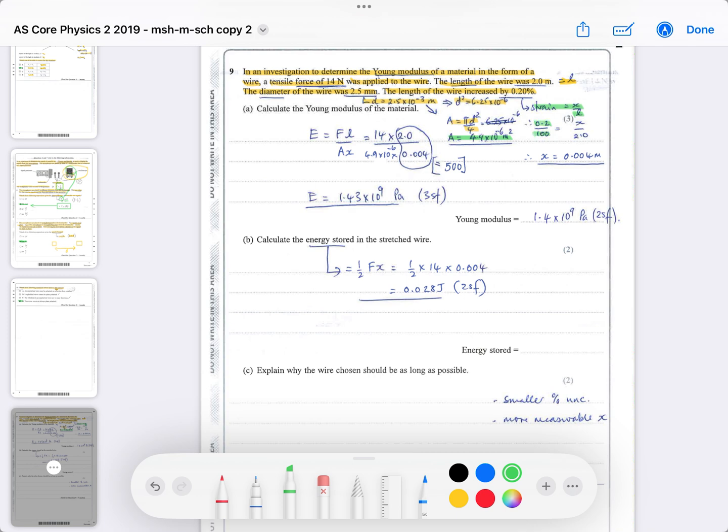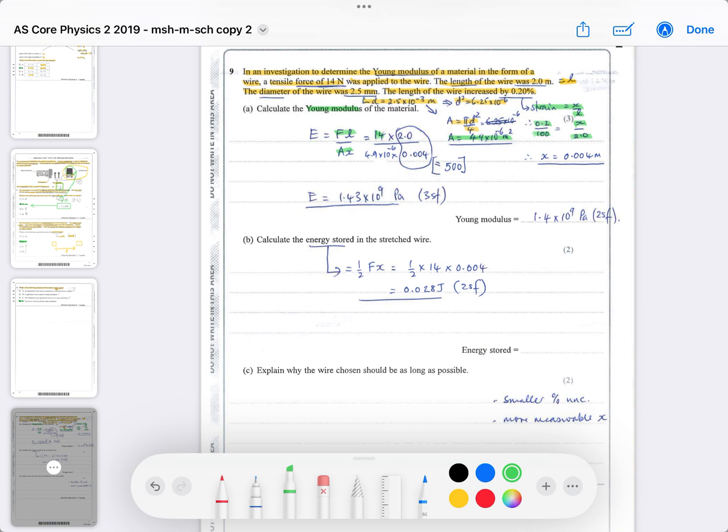So 0.2 over 100 is X over the original length, which was 2.0 meters. Now, they want you to calculate Young's modulus of the material. Well, Young's modulus is F times L divided by AX, or stress over strain. And I went straight into FL over AX. I always remember that it spells flax.